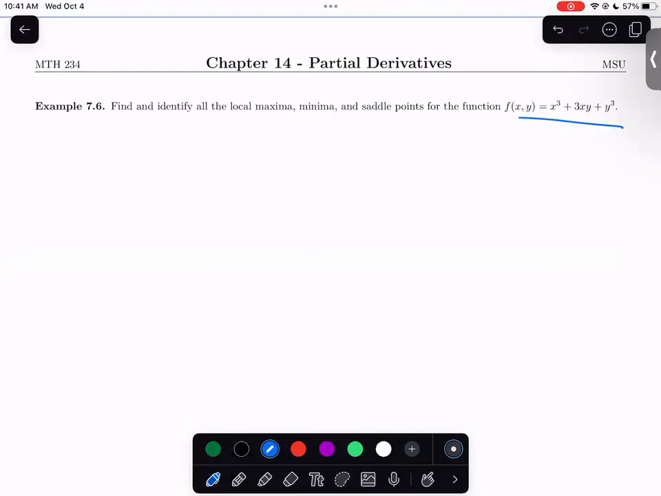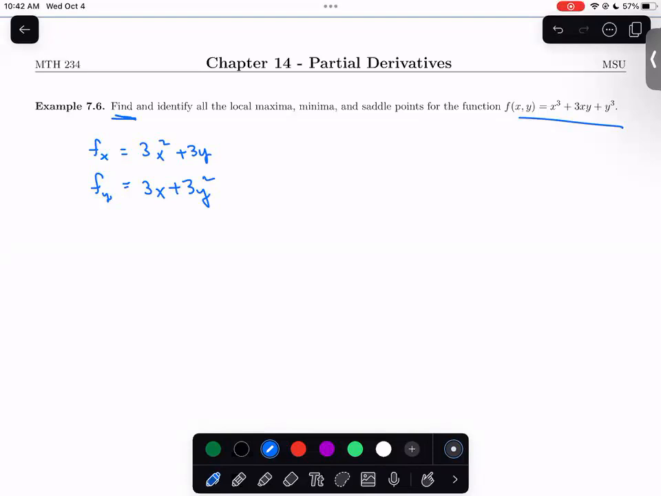So same sort of deal as before, when I'm finding critical points, this largely has to do with taking our first order partial derivatives. And so when I take a partial derivative with respect to x, I'm going to get 3x squared plus 3y plus 0. And if I take a partial derivative with respect to y, I'm going to get 3x plus 3y squared.